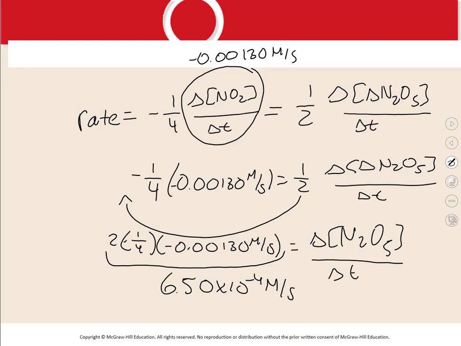So that is how to write rate expressions and how to do calculations with rate expressions. Next time, we will talk about rate laws, how to write rate laws and how to determine rate law constants.